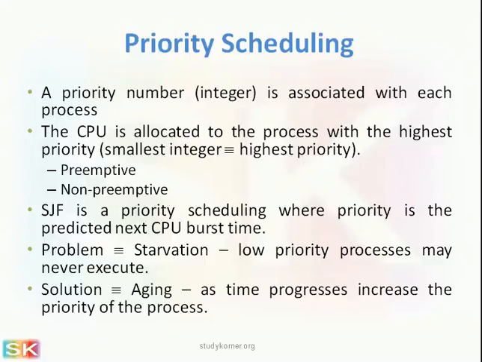The solution to this can be aging. As time progresses, increase the priority of the process which is of lowest priority, right? So at some point of time, the lowest priority process will also get its turn to be executed, right?